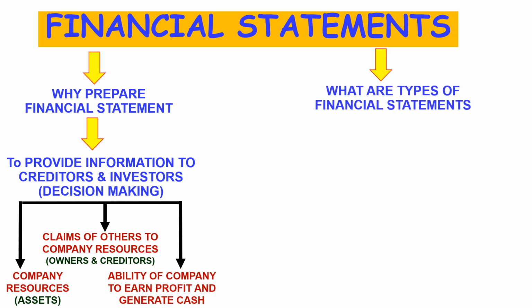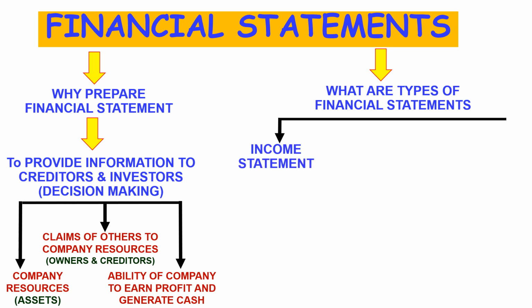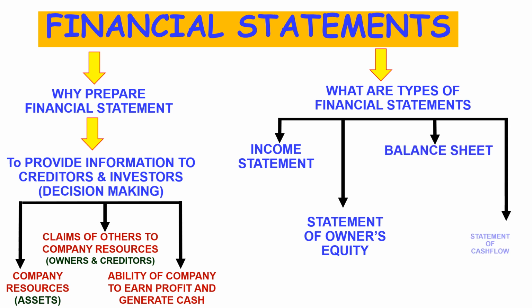So since we are giving them many types of information, we have many types of financial statements, and there are 4 of them. Starting with the income statement, then we have the statement of owner's equity, a balance sheet, and finally statement of cash flow. These are the 4 statements that an organization must prepare at least once a year, but they will prepare them more regularly on monthly basis. Each of these statements provide the investors and creditors specific information about the business.